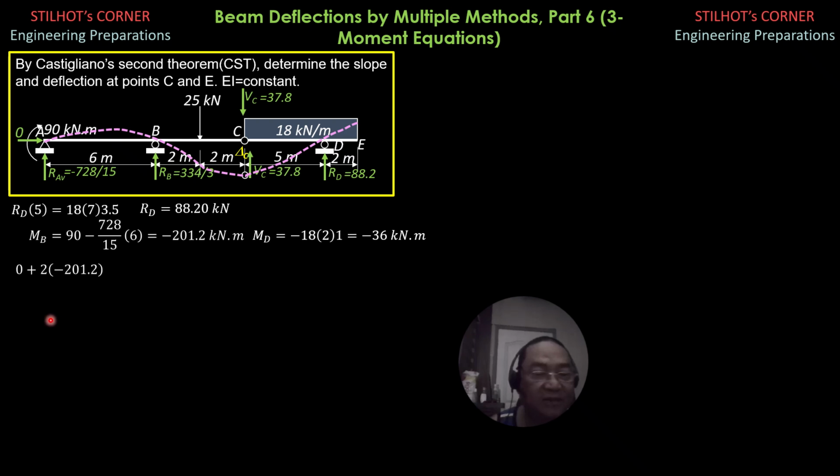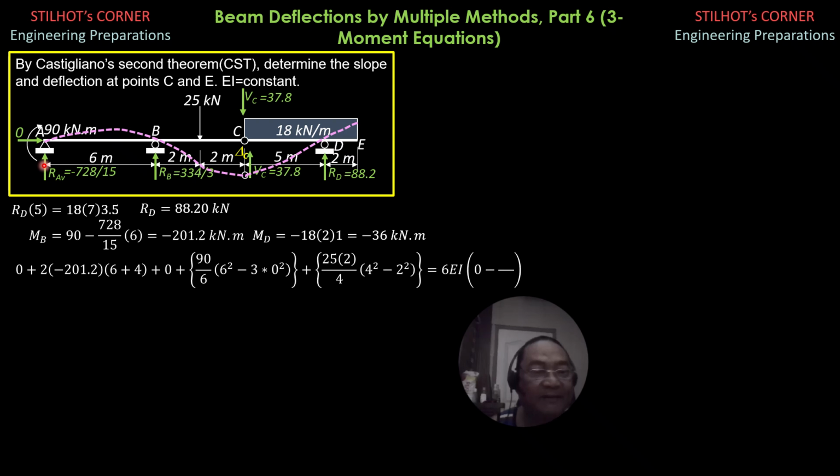So 0 plus 2 times negative 201.2 times quantity 6 plus 4 plus moment at C is 0, then this is the value of 6A1 a over L1, which is M, because that's clockwise, over L, quantity L square minus 3a square, where a is 0 because it acts at A. Then for 6A2 b over L2, it is 25 P b, or 25 times 2 over L, quantity L square minus b square. So 4 square minus 2 square equals 6EI.